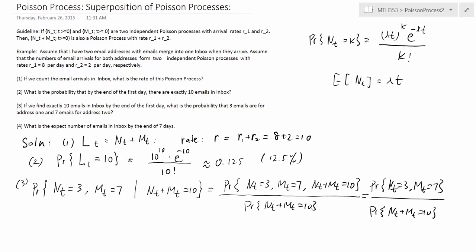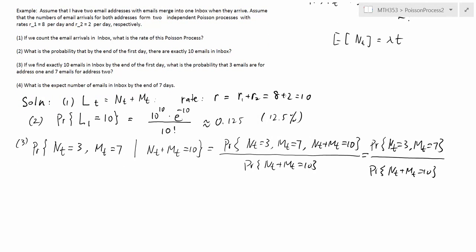Okay? And then what we need to do is to now use the independence. So by independence, NT and MT, they are independent. So we have the probability that NT is equal to 3 and the probability of MT is equal to 7, and divided by the probability we have NT plus MT is equal to 10. Okay, and that's what we have.